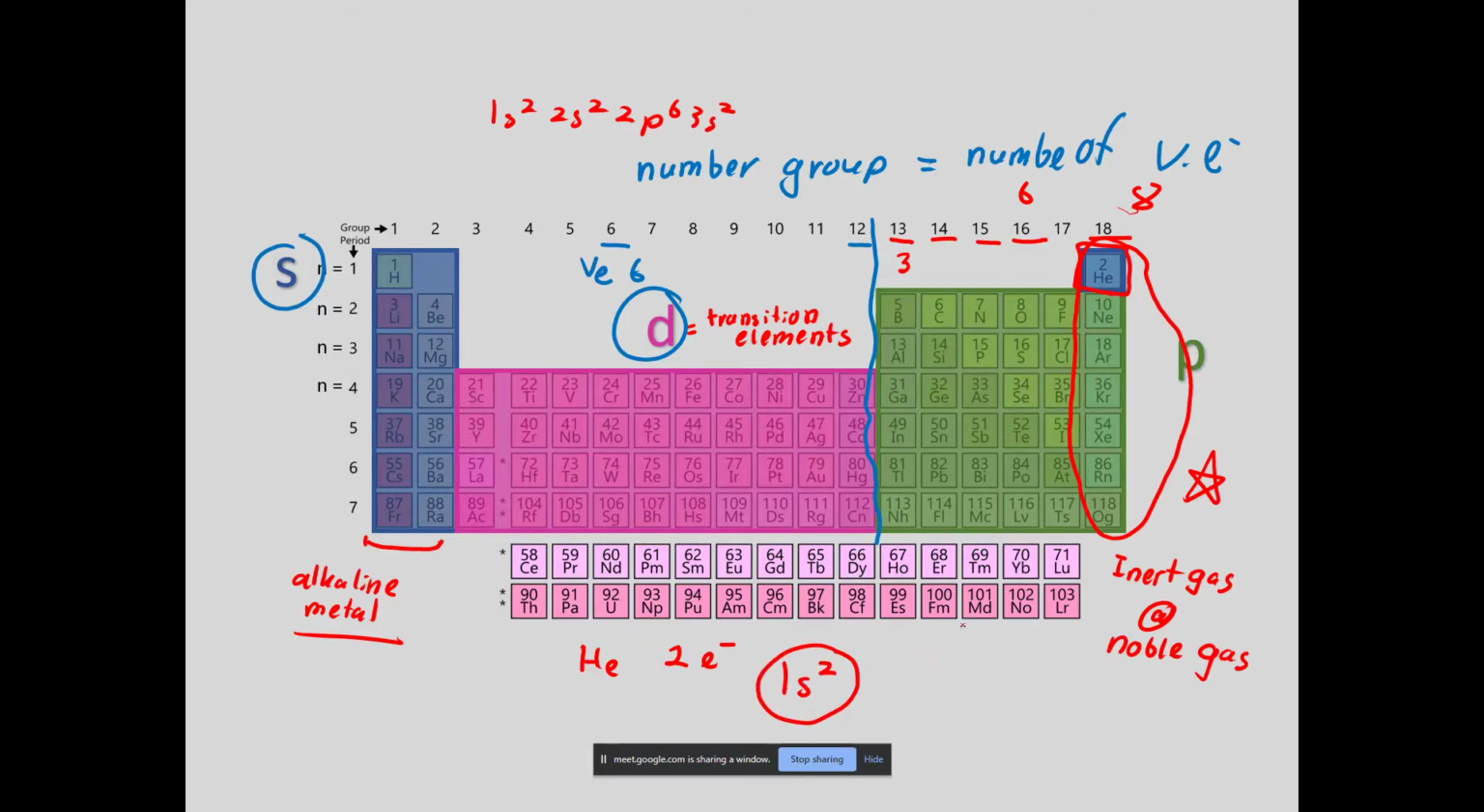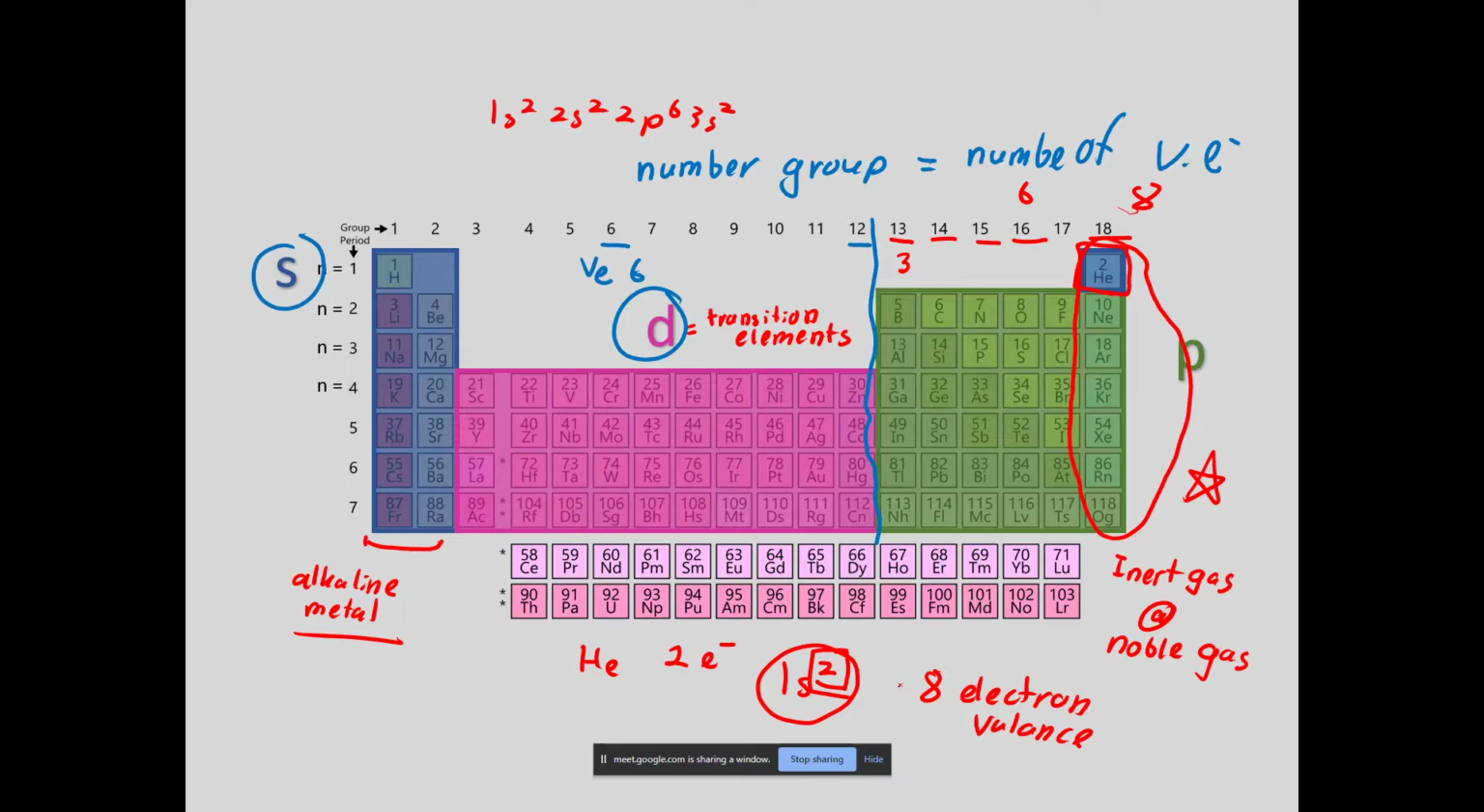Macam mana dia boleh duduk dekat P block? Okay, bentuk dekat P block and group 18. Sepatutnya dia, kalau group 18 ada 8 electron valence lah. Tapi dia cuma ada 2 electron valence.